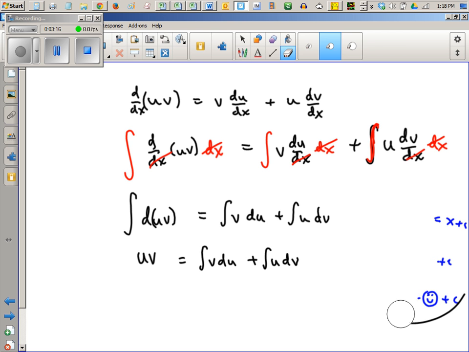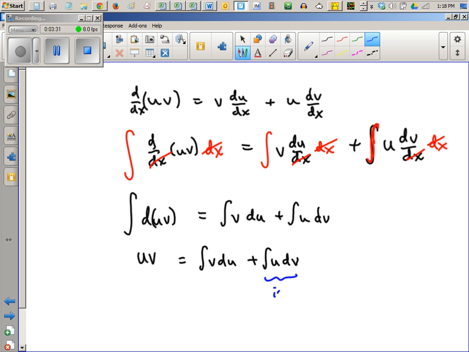But this is a new rule. Well, this is the rule for integration by parts. I'm not sure it even really has a name. But it's kind of customary to solve this for this term. So we're going to isolate this real quick. And we end up with this. The integral of u dv is uv minus the integral of v du.